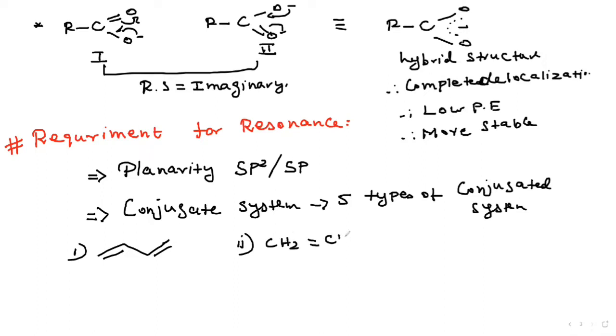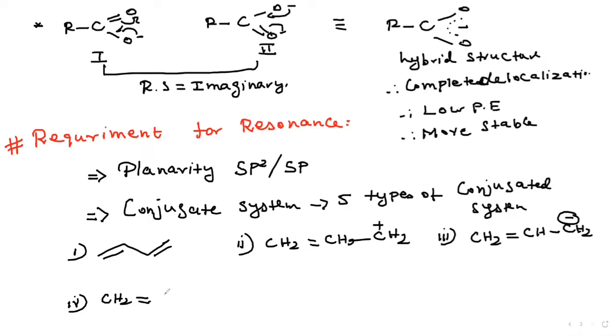CH2, double bond, CH, CH2 plus. Okay, double bond, single bond, positive charge. And the third conjugation: double bond, single bond, negative charge. Double bond, CH and CH2 with a negative charge. Now, the fourth system: double bond, single bond, radical. CH2, double bond, CH and CH2 dot. Then the fifth: double bond, single bond, lone pair on a heteroatom. CH2, double bond, CH and oxygen containing a lone pair.